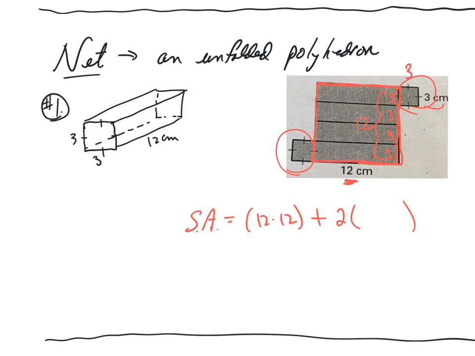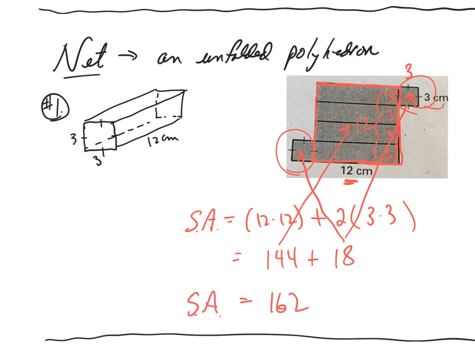And so these little squares are going to be 3 times 3 for area. So our surface area would be 12 times 12, 144, which would get us the area for the big middle section. And then 2 times 3 times 3, or 18, for the area of the little square on this end and the little square on that end. And when we put those together, 144 and 18 is 162. And because we're measuring an area, our units are going to be square units. So in this case, square centimeters.